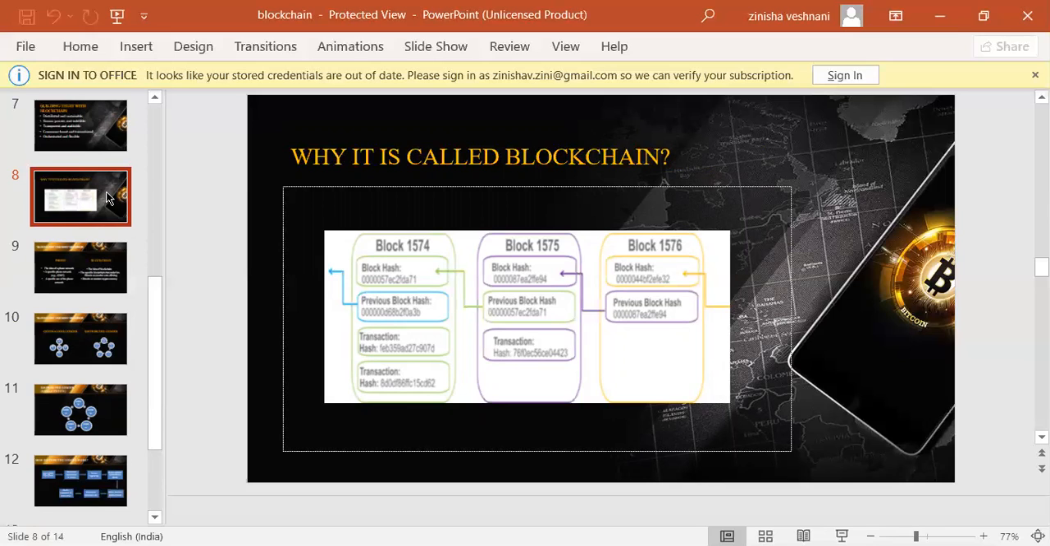In this slide, as we can see, there are three blocks: block 1574, block 1575, and block 1576, and every block has a block hash, previous block hash, and transaction. Every block has these three parameters. Block 1574 has a block hash and a previous block hash, and block 1575 has its own block hash, but its previous block hash is the same as the block hash of 1574. So the block hash of 1574 is the same as the previous block hash in 1575, and they are interconnected. Every block hash moves further to become the previous block hash in the next block. So it is an interconnected system of blocks. This is why it is called blockchain.